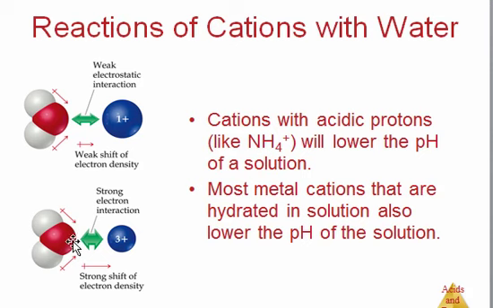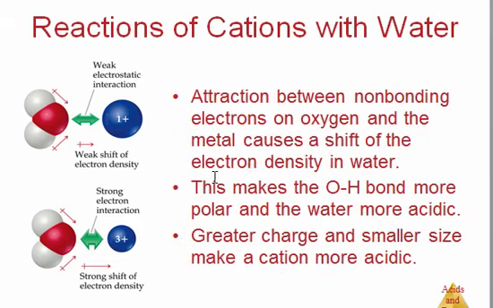We want to remember that water is a very polar molecule, and this oxygen is electron-rich and very electronegative. So the attraction between non-bonding electrons on oxygen and the metal causes a shift of the electron density in the water, meaning these electrons are really going to be attracted to this positive charge, and so there's going to be a shift here. If we have a greater charge on the cation and a smaller size, then that's going to make the cation more acidic.